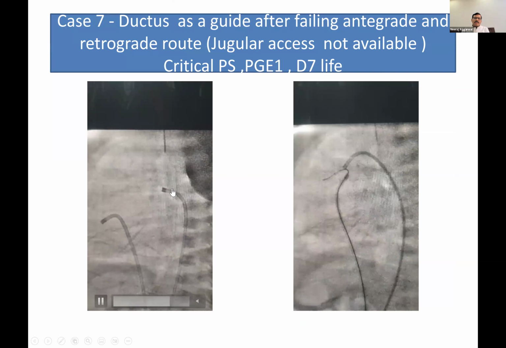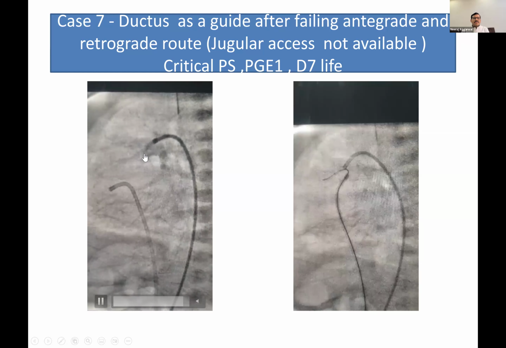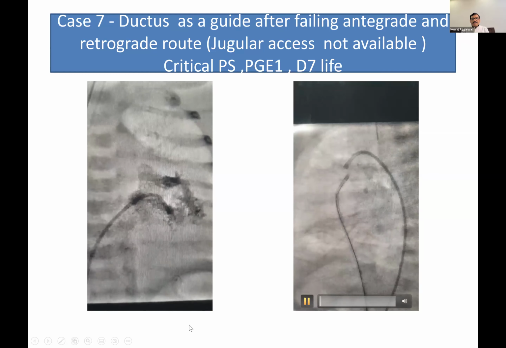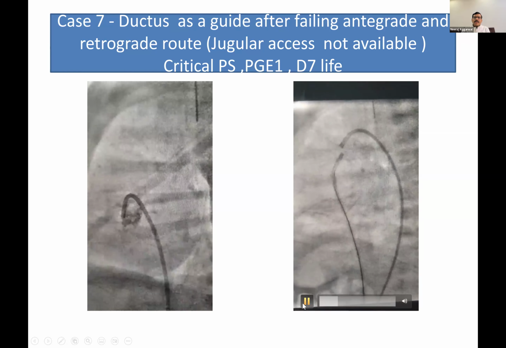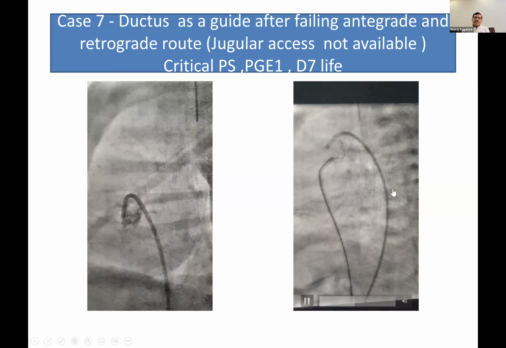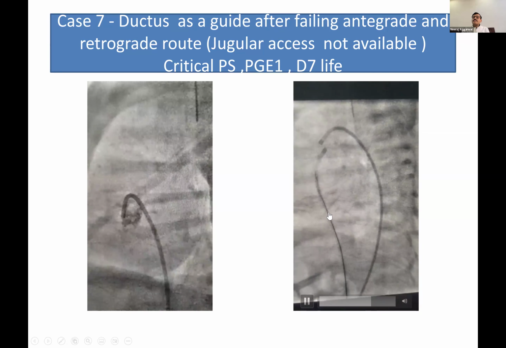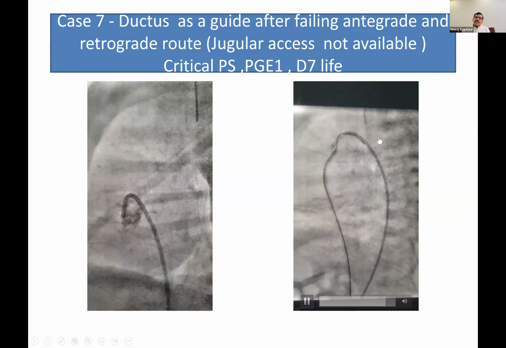Then we thought, let's go by the ductal route. We tried through the ductal route. See the pulmonary valve, and now see this spot. So again, we used the duct as a guide. The catheter was kept in the PDA, then we used the PDA as a guide to cross from the retrograde route. We were not able to cross through the retrograde route at first. Then with a soft tip wire, ultimately we could cross.